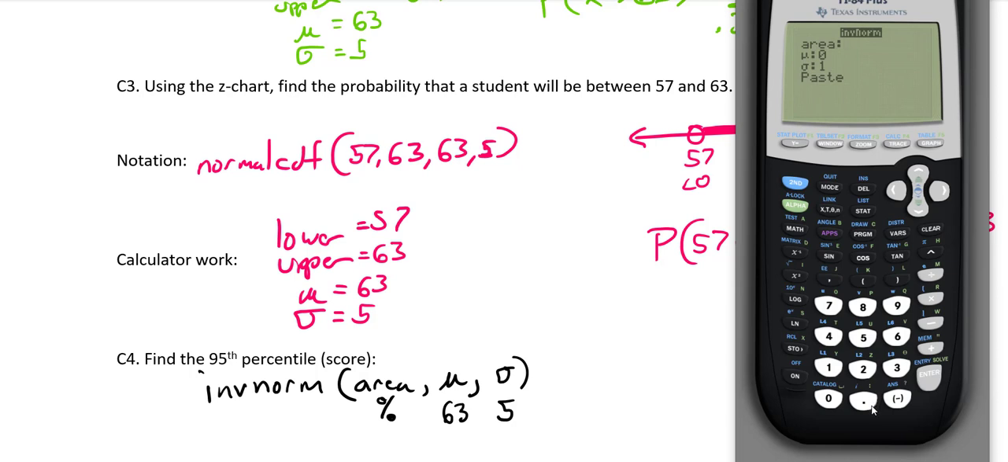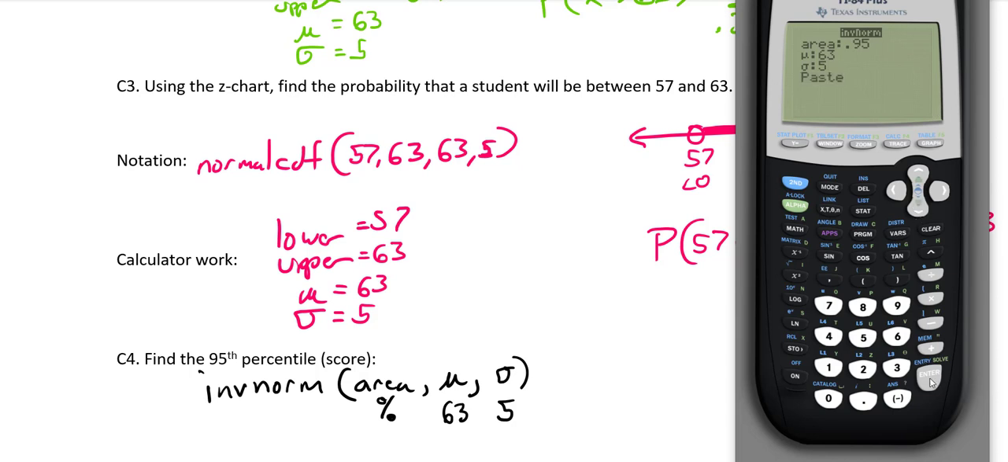All right, so the area in this case is going to be 0.95 because we want to be at the 95th percentile. The average is not 0, the average is 63, and the standard deviation is 5. If you're wondering why they put the average at 0 and the standard deviation at 1, it's probably for the empirical rule if you're going to be doing that on the calculator.